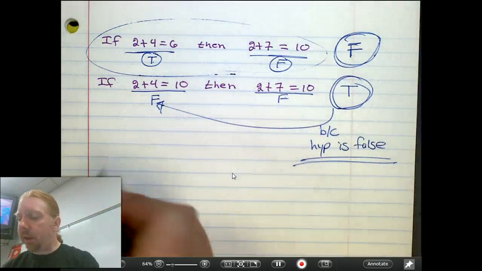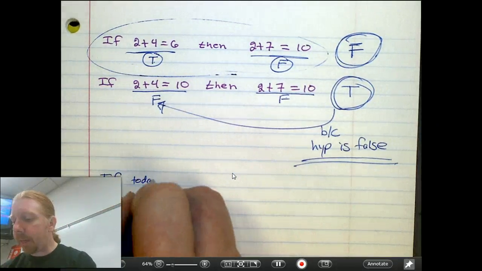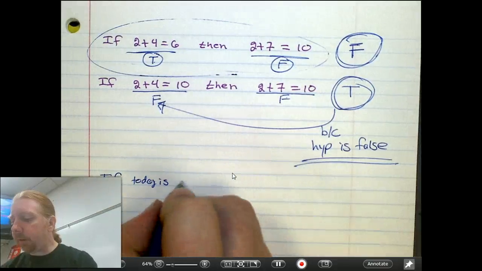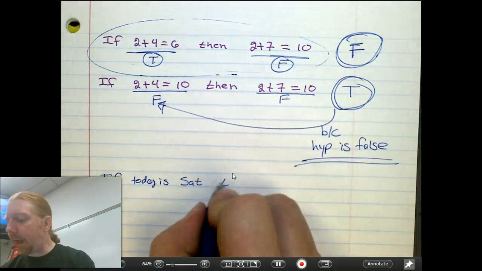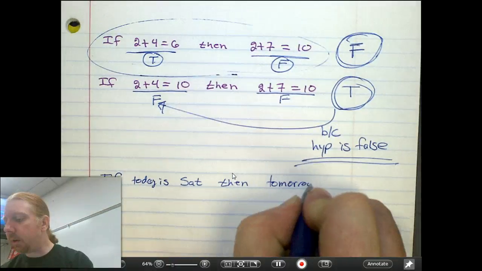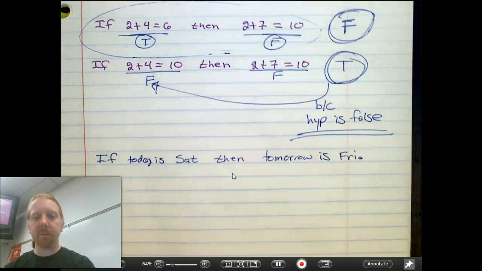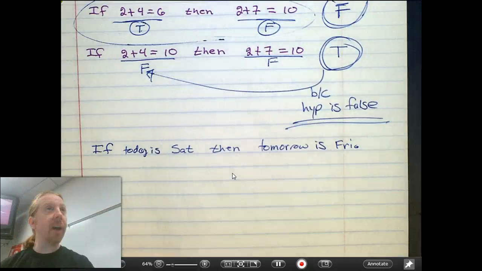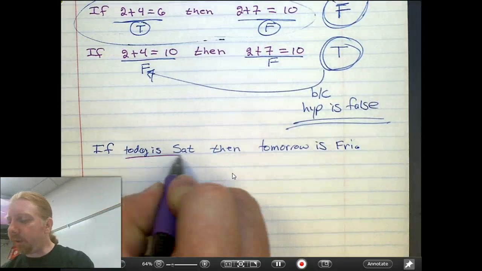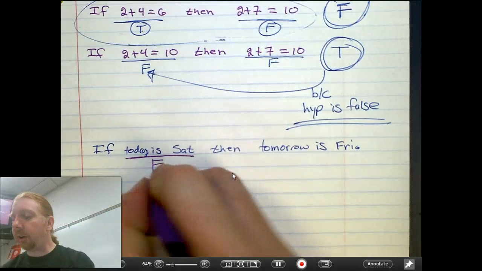On the test, they'll give you a conditional statement. So if today is Saturday, then tomorrow is Friday. Then you have to evaluate: is this a true statement? Today... so is the overall statement true?